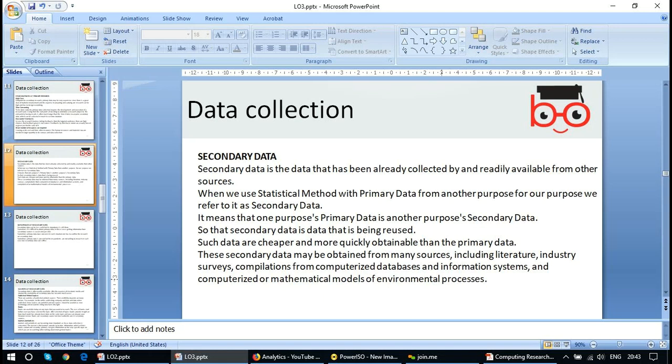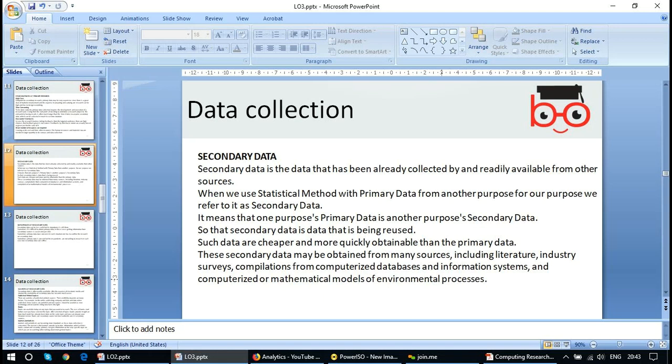When we use the statistical methods with primary data from another purpose for our purpose, we refer to it as secondary data. Is that clear? So any statistical data we are referring to in our research becomes secondary data for us. It means that one's purpose primary data is another purpose secondary data. So secondary data is the data that is being reused.